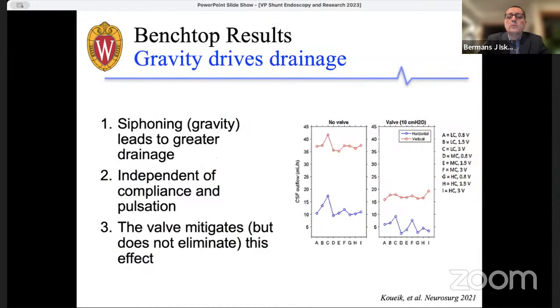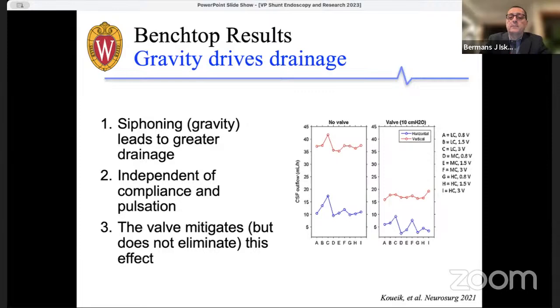So first, what we found is that indeed gravity drives drainage or overdrainage. In this case, when you have no valve, the CSF outflow is much higher in the upright position than in the supine position. And when we put a valve, this is improved, but you still have an upright drainage that is at least three times as high as the supine drainage, which means that even with valve systems, gravity continues to drain into shunts much more than we would like.